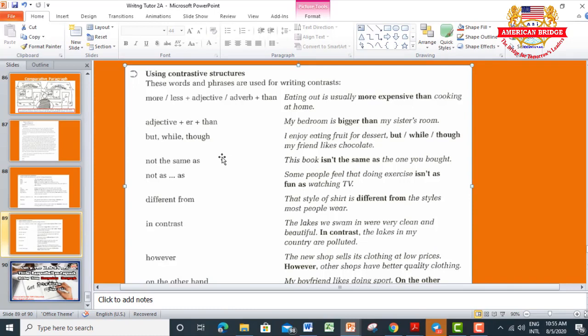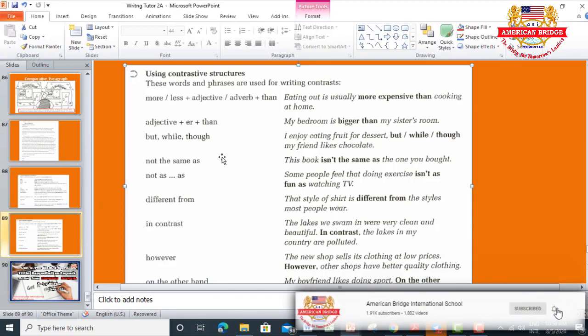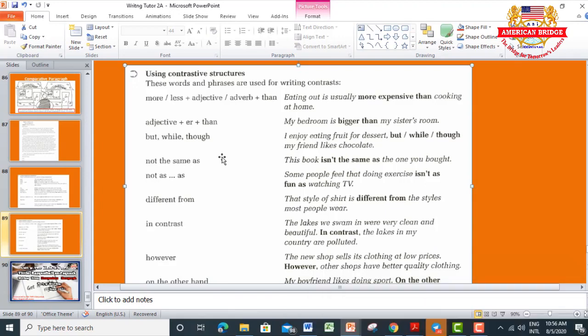So what are they going to compare between eating outside and cooking at home? They compare more expensive than. And you can use signals like but, while, though, not the same as, not as. For example, some people feel that doing exercise isn't as fun as watching TV. So they compare the contrast between doing exercise and watching TV.